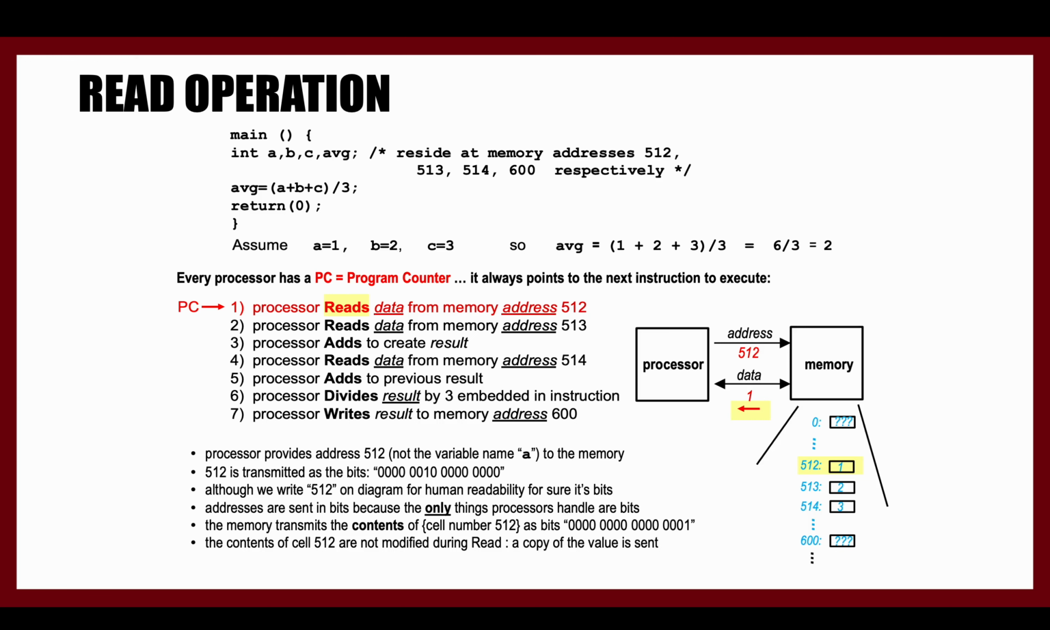When a processor needs a variable's value, it requests the memory to send the data stored in a specific address. The address such as 512 is represented in bits when communicating with memory. For example, address 512 is represented as 00 0100 0000 in binary. Memory provides the data from the specified address without altering or erasing its original content. It's crucial to note that during a read operation, the original memory content remains unchanged. Only a copy of the data is sent to the processor.